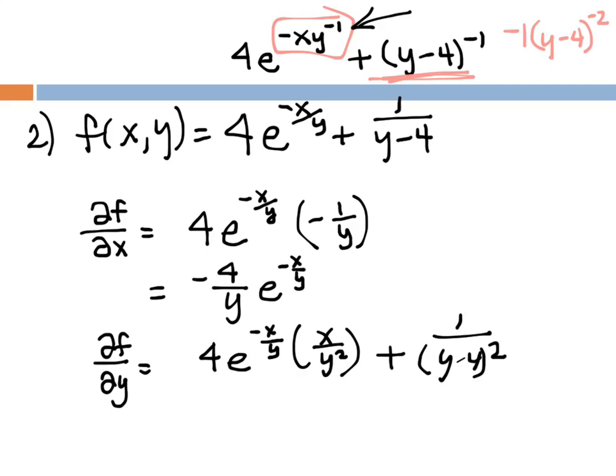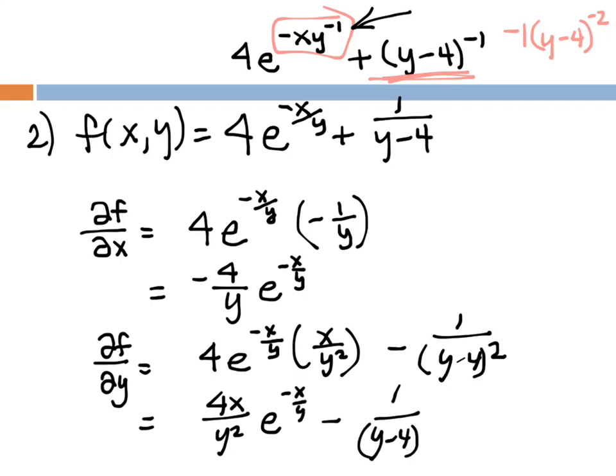Did I miss a negative? Yeah, I did. There we go. So you're going to have a negative on top, or I'll put it in front, and then you've got the y minus 4 squared on bottom. Okay, so just a touch of simplification. We can write this then as 4x over y squared, e to the -x over y, and then minus 1 over y minus 4 squared.